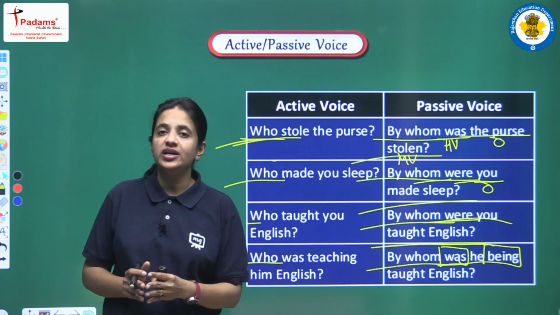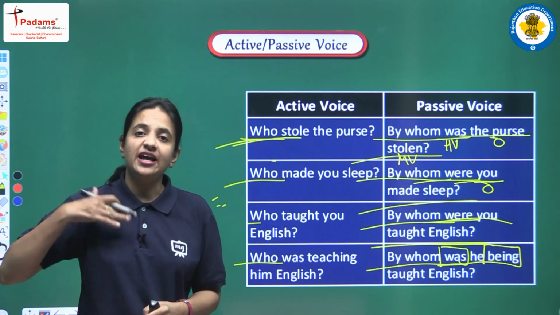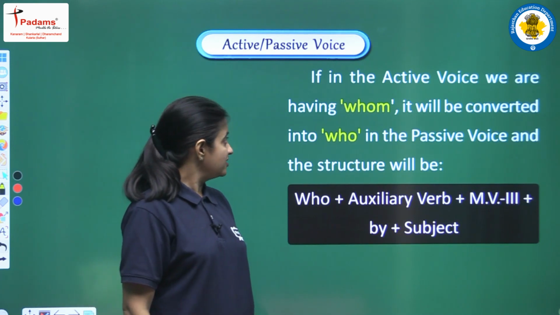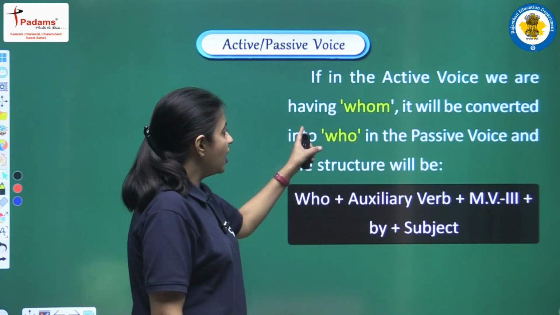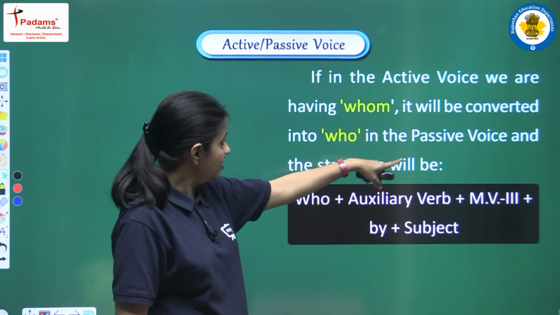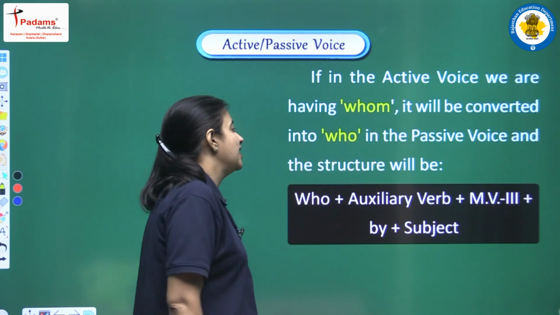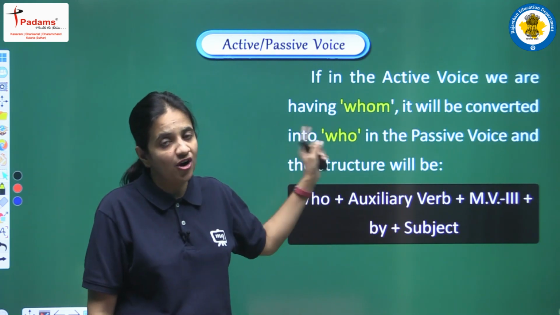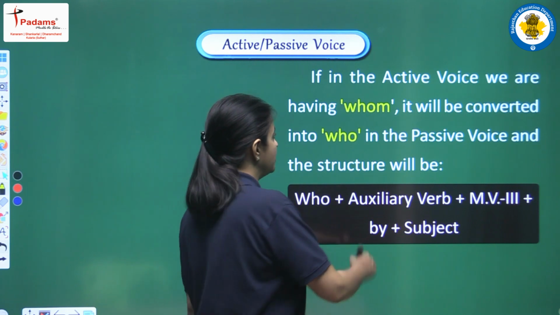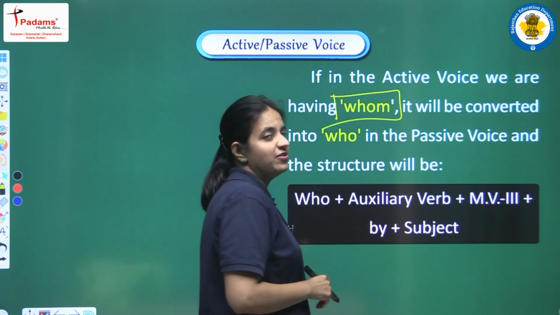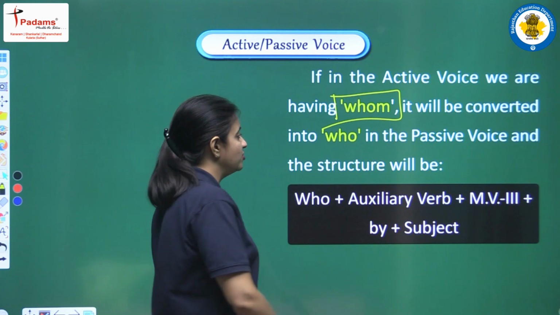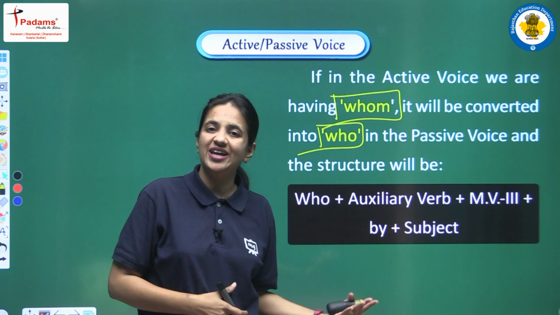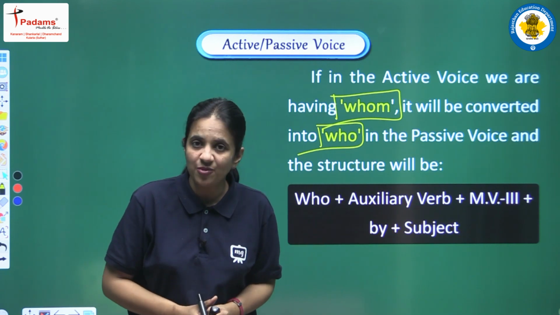If we are having "who" in the active voice, then in the passive voice that "who" will be converted into "by whom". Next, if in the active voice we are having "whom", it will be converted into "who" in the passive voice, and the structure will be... Now we are having the second part of this point, and according to that, if in the active voice we are having "whom", then when we are making a passive voice sentence, this "whom" will now be converted into "who". Okay, so this is a very interesting point.